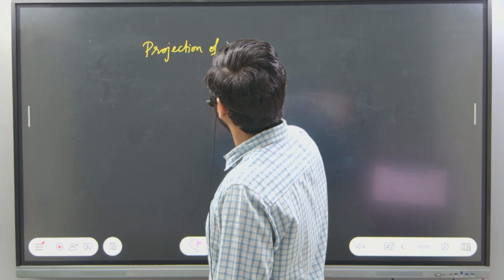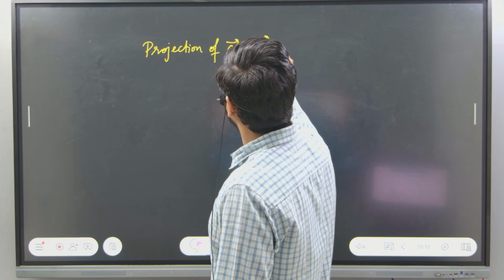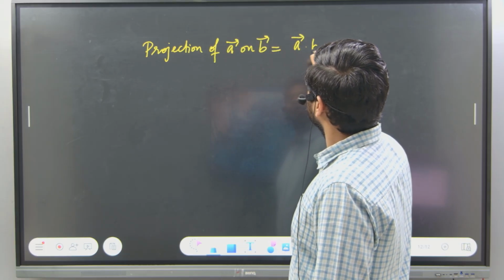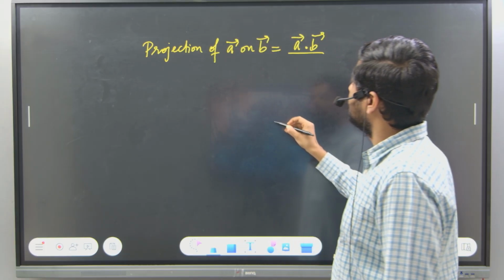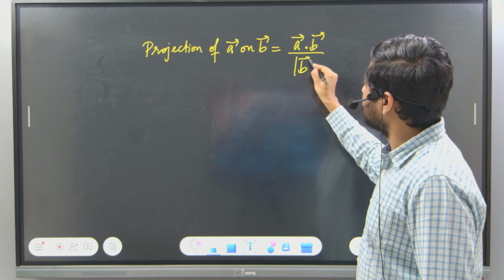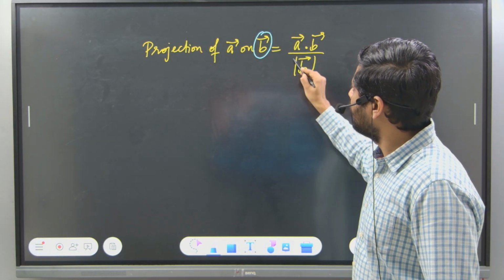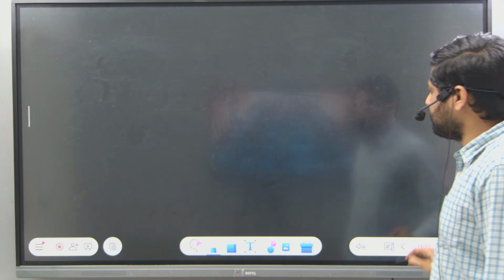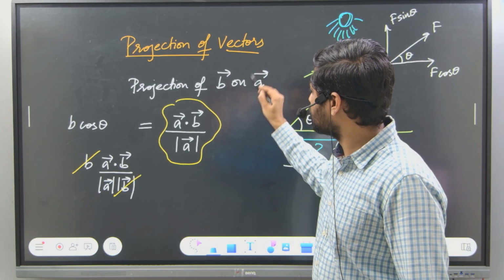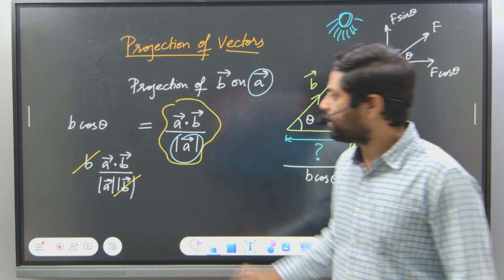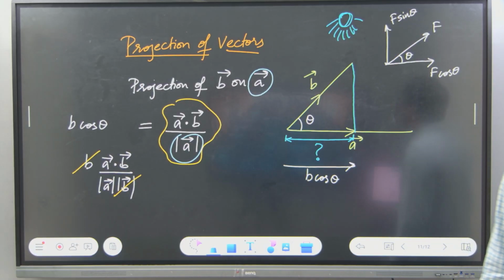Projection of A on B will be what? A dot B divided by what? The magnitude of B vector. Whatever we write next, that will go to the denominator. Same thing has happened here also. Projection on A vector, magnitude of A will go to the denominator.